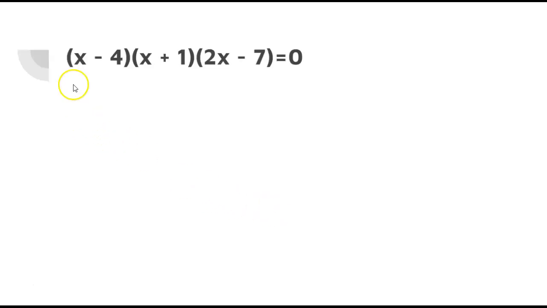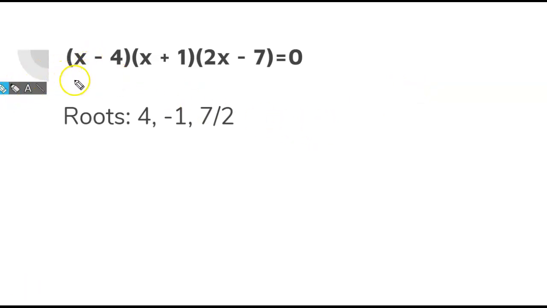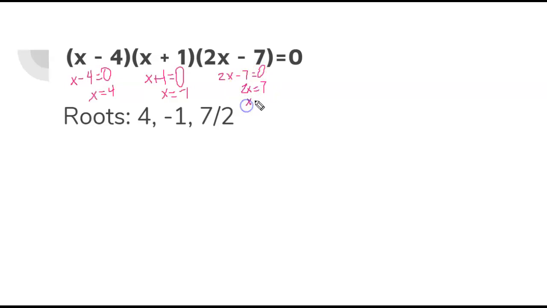So for example, when we had the factored form of a polynomial, then we knew that the roots had to be 4, -1, and 7/2, because we would take each one of these and set them equal to 0. So x minus 4 was equal to 0, so x had to be equal to 4. And x plus 1 was equal to 0, so x had to be equal to -1. And we get the fractions when there's a number in front of the x. So if 2x minus 7 was equal to 0, when you add the 7 to both sides, 2x equals 7, and when you divide by 2, x was equal to 7/2. So we had talked about that earlier in the week.